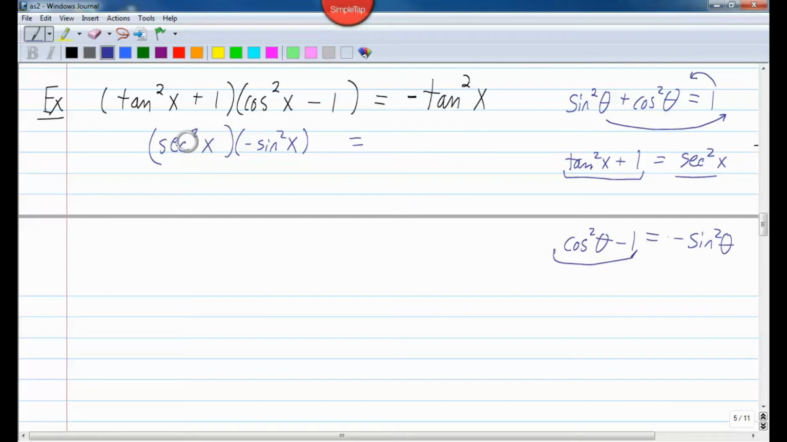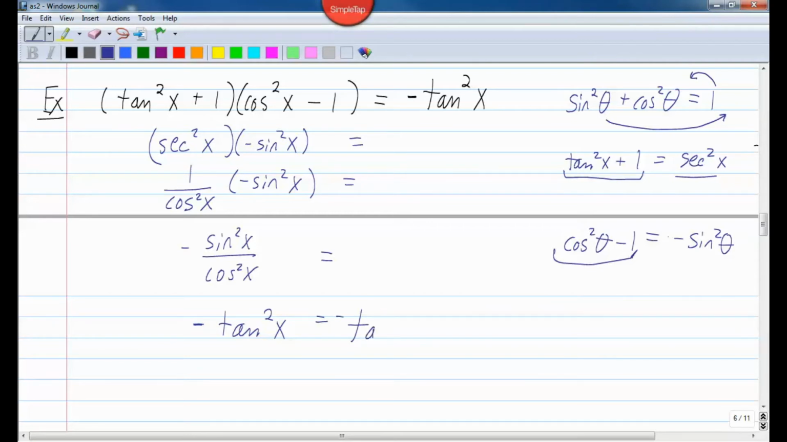What is secant squared x equal to? If we apply the reciprocal identity, it will be 1 over cosine squared. All right, and so if I multiply, I have negative sine squared x over cosine squared x, which is negative tangent squared x. And so that's what I wanted. Very last step, just write down that both sides are equal. So that verifies the identity. Now I'm not saying that's the only way to work it, but that's one way that I know for sure will work.